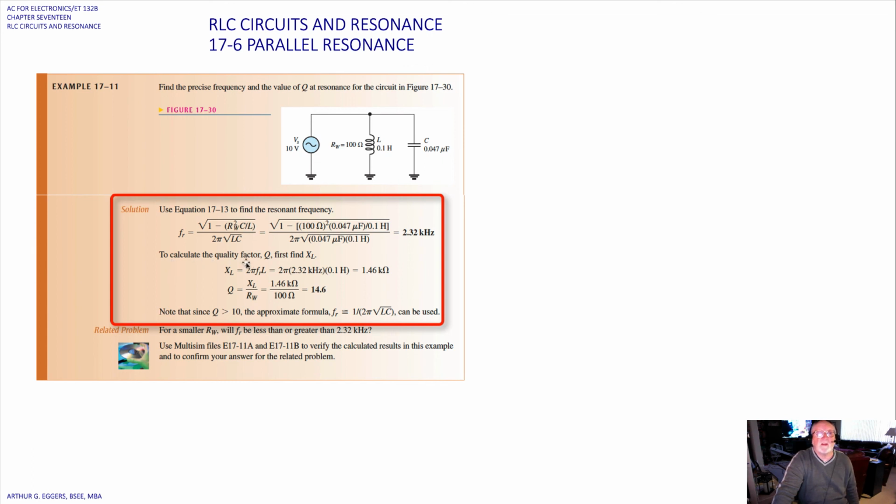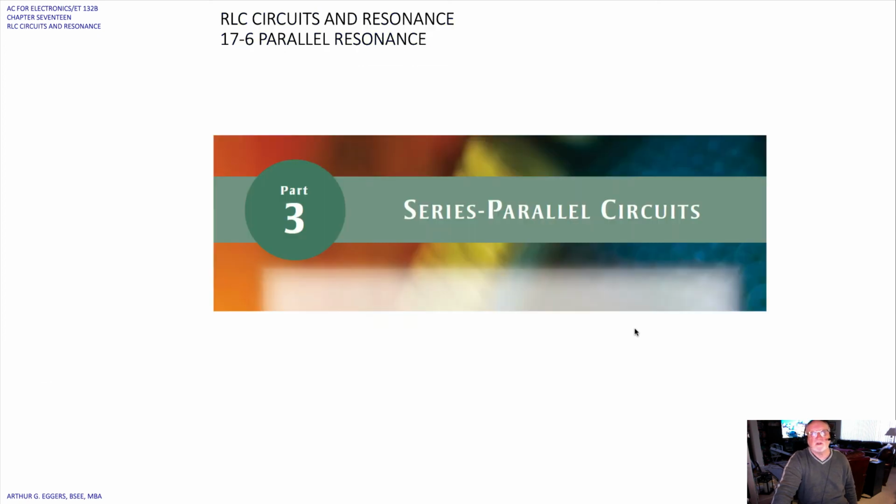Next, we calculate the quality factor. We find X sub L, so we find the reactance in this 1/10 henry inductor, and we get a reactive component of 1.46 kilohms and a Q of 14.6. Note that since the quality factor is greater than 10, the approximate formula can be used. So we didn't need the resistance of the winding.